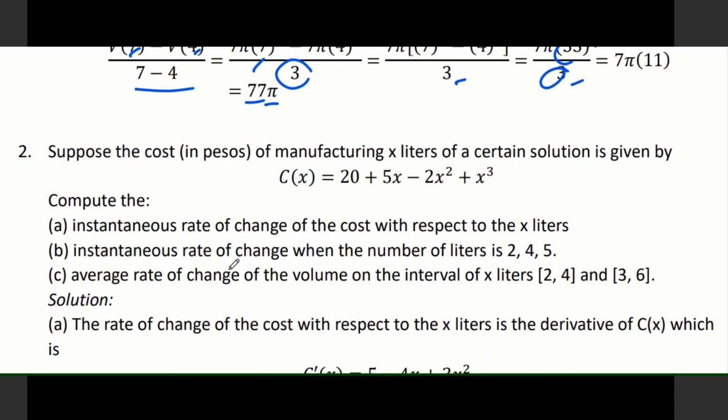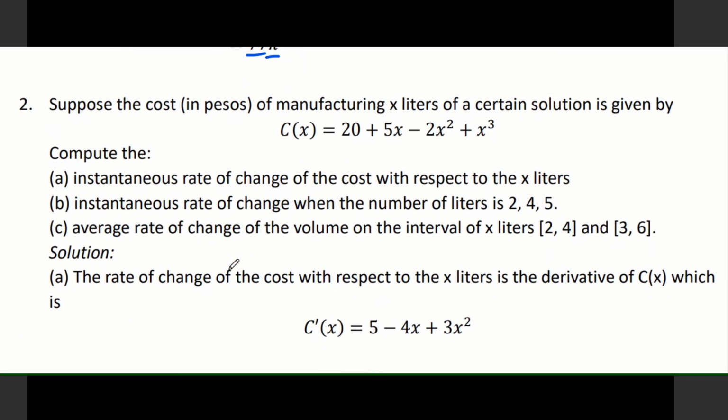The next question here is, suppose the cost in pesos of manufacturing x liters of a certain solution is given by C of x is equal to 20 plus 5x minus 2x squared plus x cubed. Now we're going to find the instantaneous rate of change of the cost. Okay, now instantaneous rate of change when the number of liters is 2, 4, and 5, and the average rate of change of the cost on the interval of x. You see that interval from 2 to 4 and then 3 to 6.